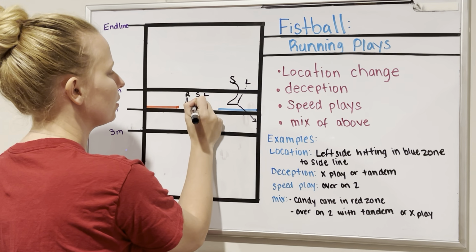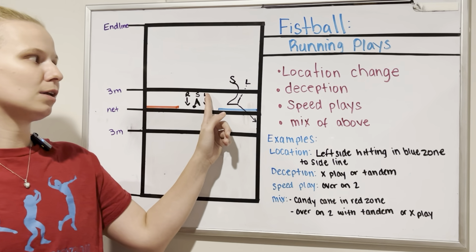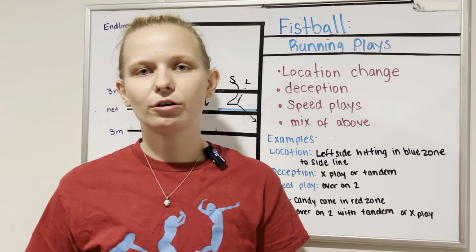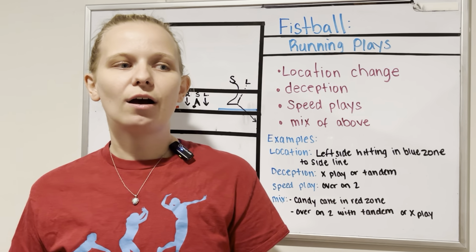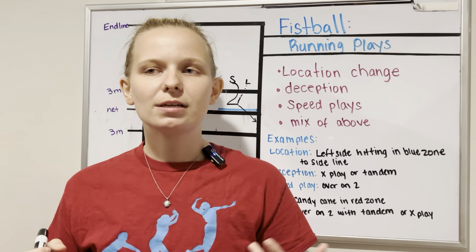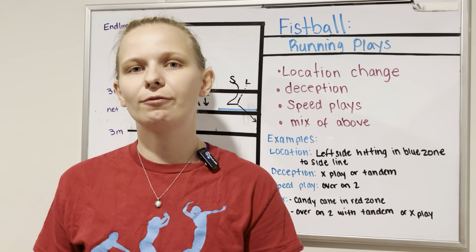Even if a ball comes here, if a team is known for only having their left striker striking, and all of a sudden there's a right side striker ready to hit, now the angles are going to be different based on who's hitting that ball because they're coming from a different side.